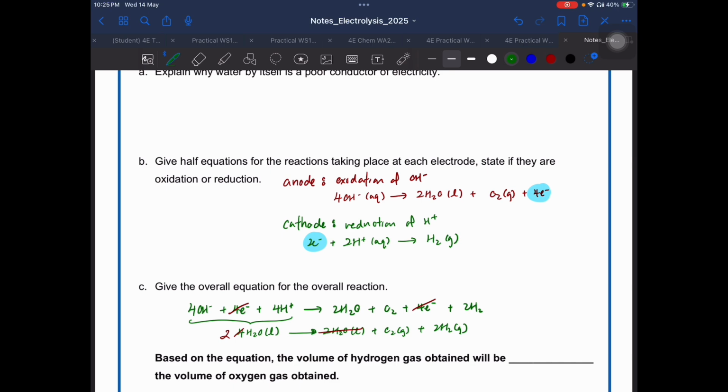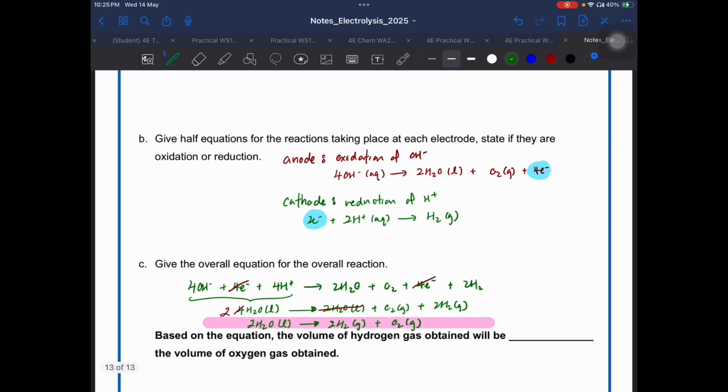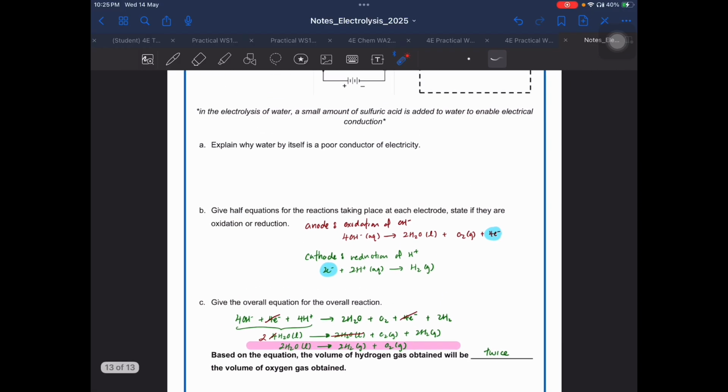So the final answer, which is in my pink highlighted area now, will just be represented as 2H2O liquid gets electrolyzed to form 2H2 gas plus O2 gas. And this is why the volume of hydrogen collected will be twice the volume of oxygen obtained. So it's a 2:1 ratio, because the equation is a 2:1 ratio. So that is how the electrolysis of water works.